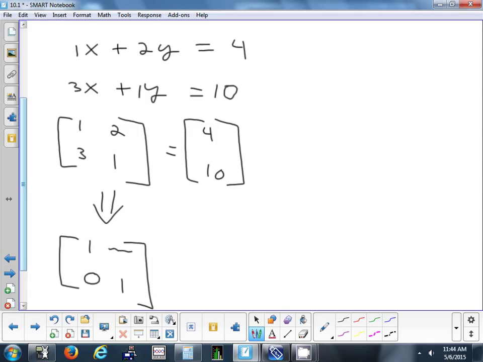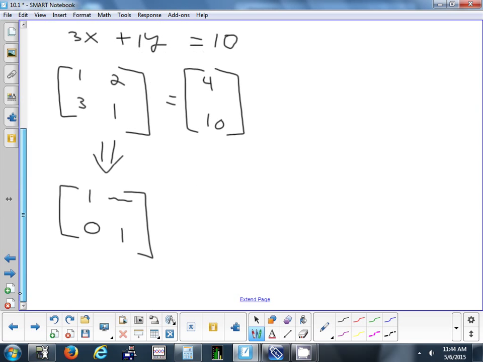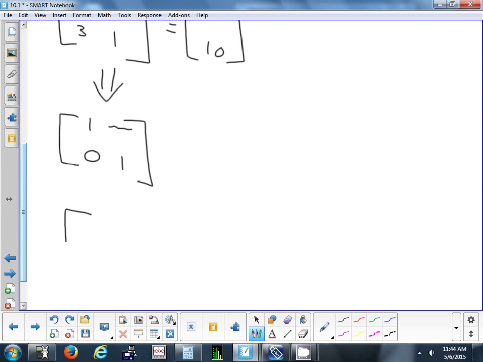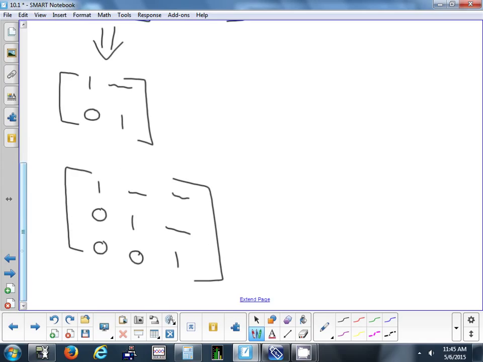It's very, very similar to what we did today. If you had a 3 by 3 matrix, you'd be using that to solve a system with 3 variables. Our goal is going to be to get 1s on the main diagonal and 0s everywhere below. I don't really care what's above.